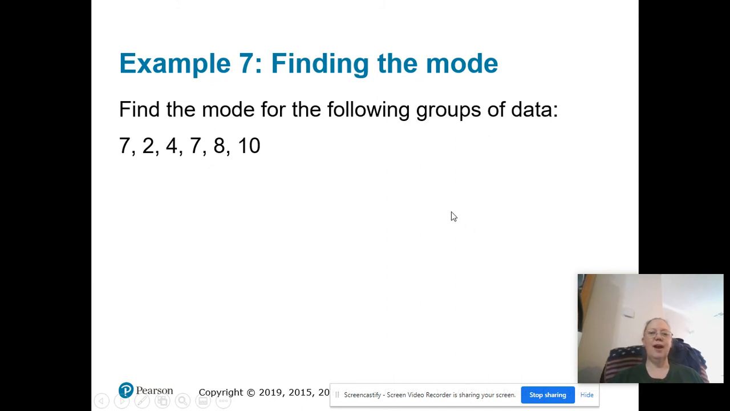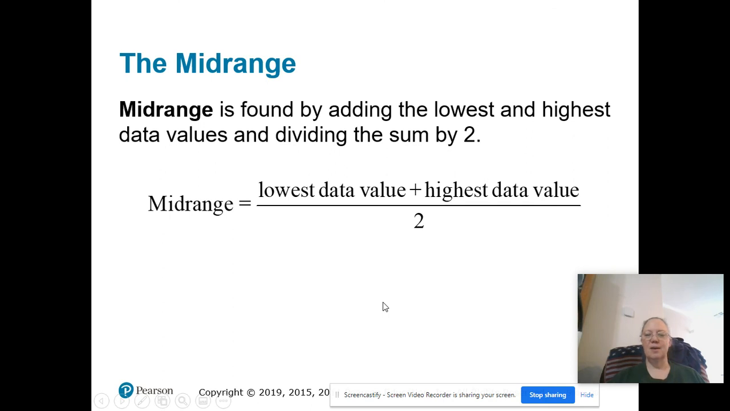Okay, so find the mode. I've got 2 7s and nobody else repeats. So my mode would be 7. Mid-range. For mid-range, we take the lowest and the highest, we add them up and divide by 2. Lowest plus the highest, divide by 2.